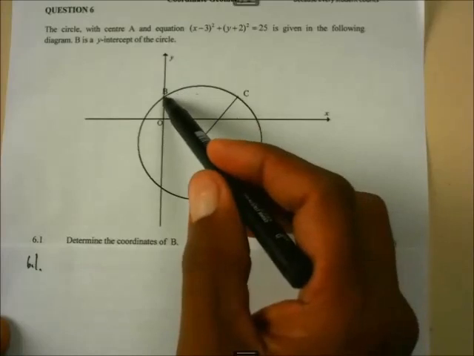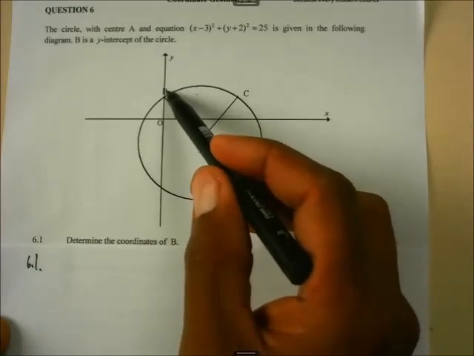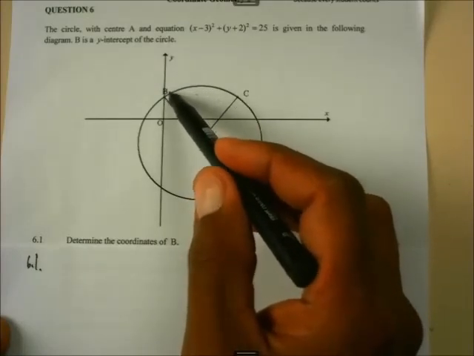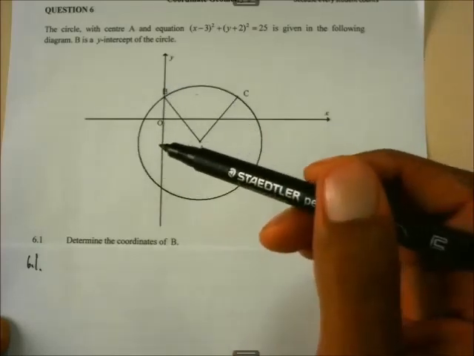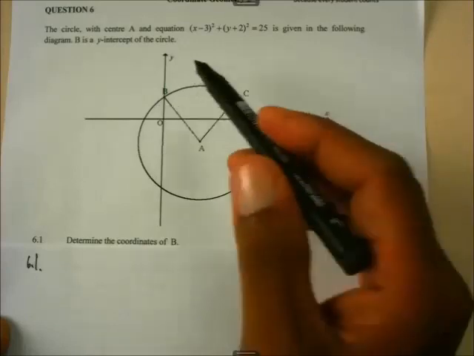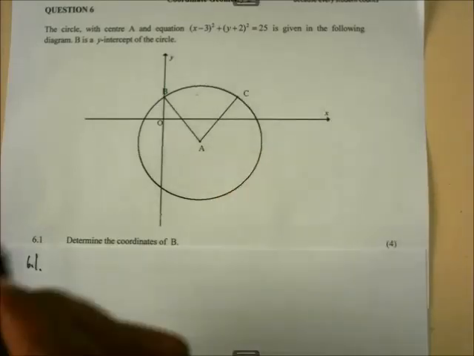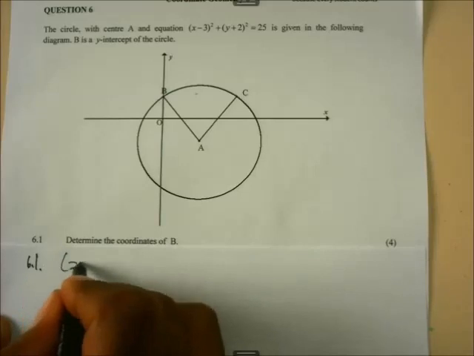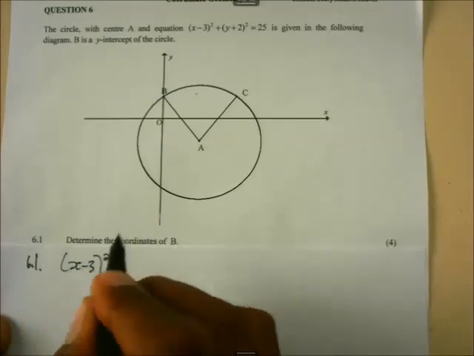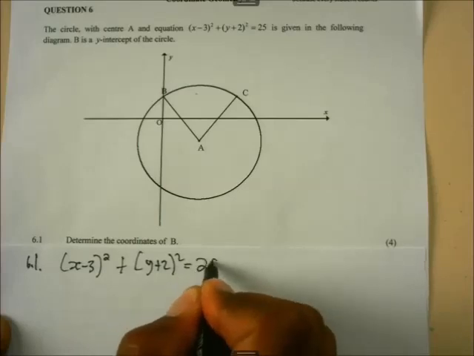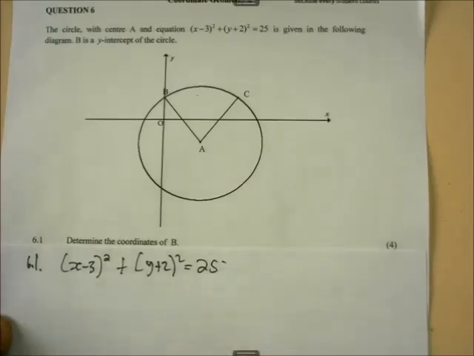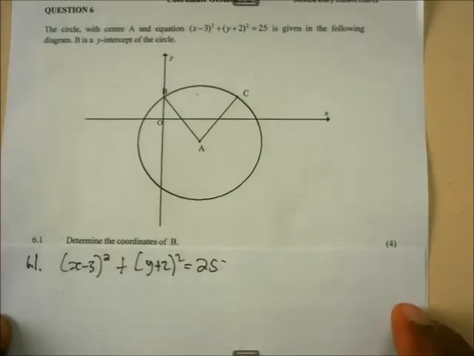Therefore, if B is a y-intercept, then it means the x value at this point is what? The x value at this point is 0. Why? Because you remember from the functions, when you determine the y-intercept, then you let x be 0. Then it means we are going to take the equation (x − 3)² + (y + 2)² = 25. Then immediately from here we can say, okay, let x be 0.